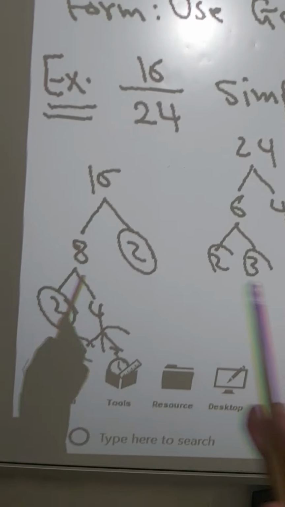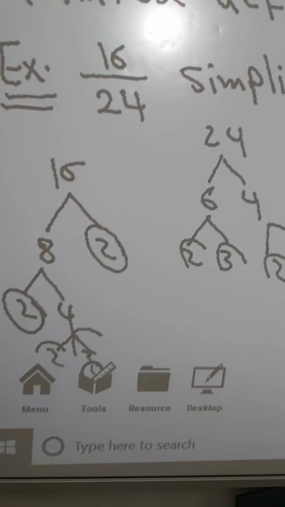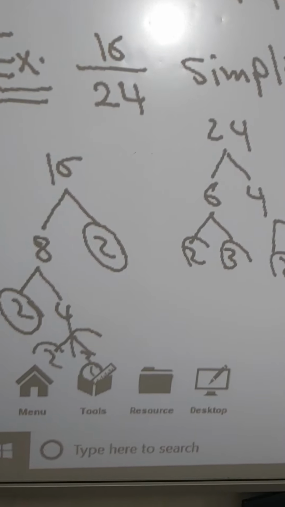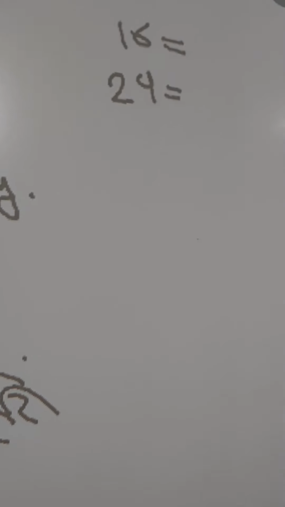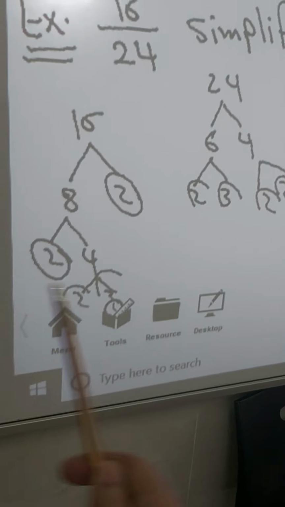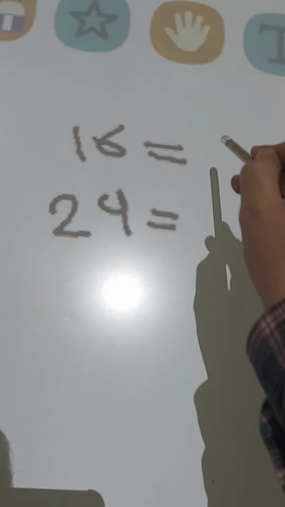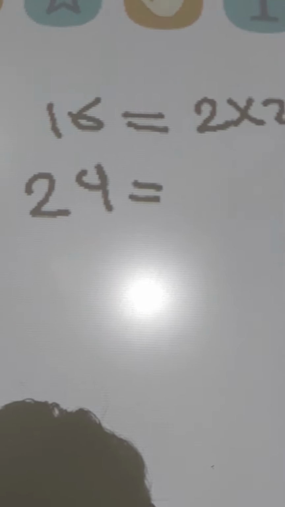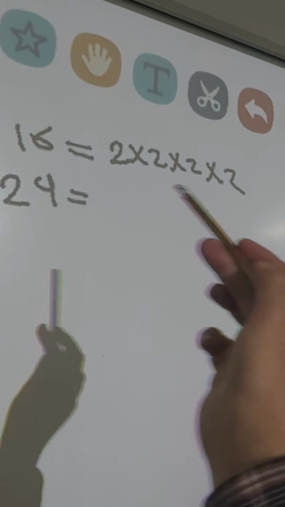Now, after we factorize the two numbers, the numerator and the denominator, we will put them over each other. 24 equals and 16 equals. The 16 equals 2 multiplied by 2 multiplied by 2, the numbers with the circles, four 2's. So here, 2 times 2 times 2 times 2, and we call this prime factorization. The 24 is 2 by 3 by 2 by 2. We can say 2 times 2 times 2 times 3.